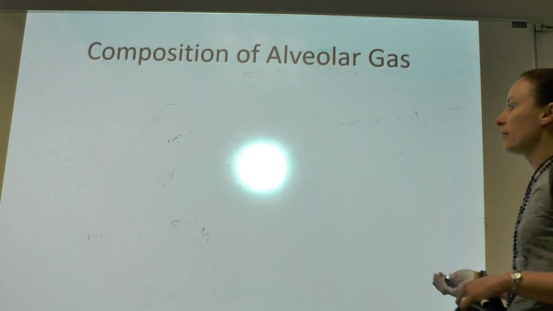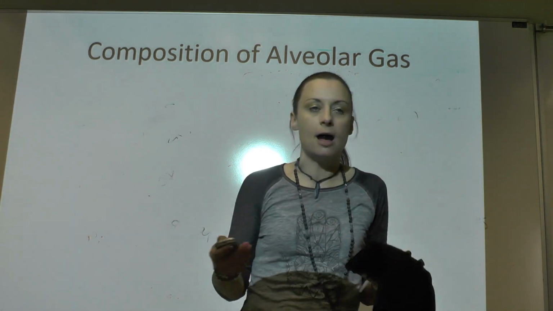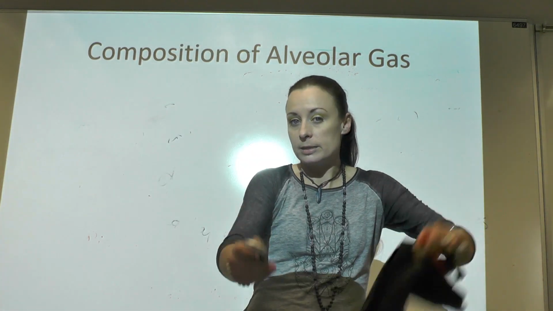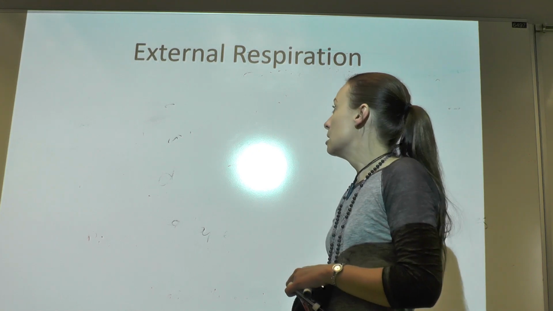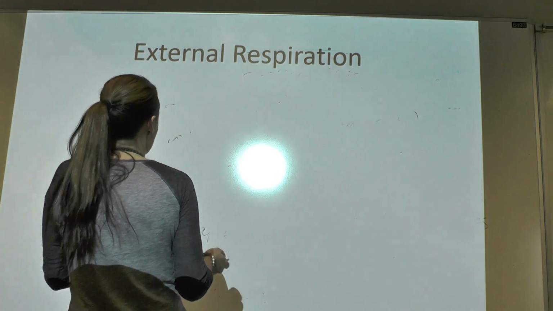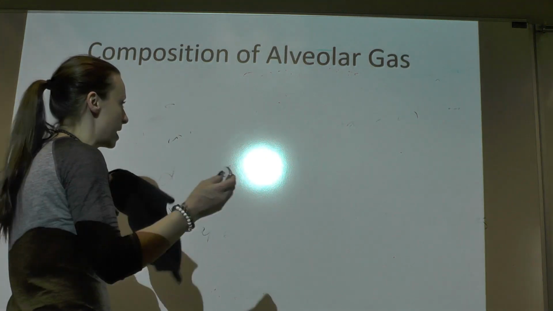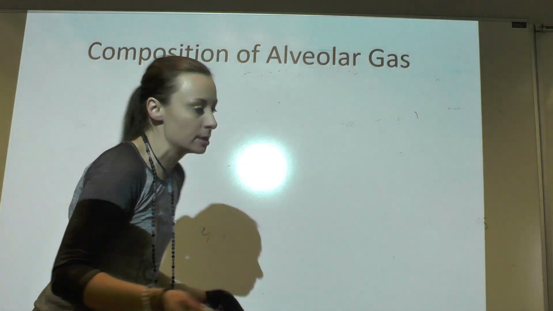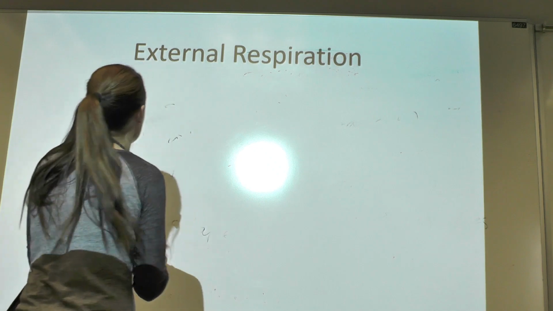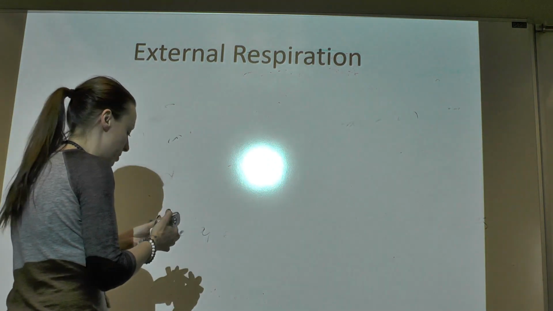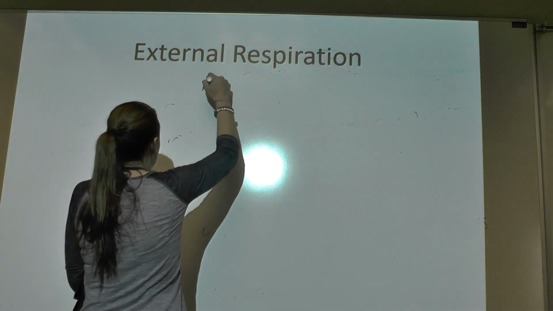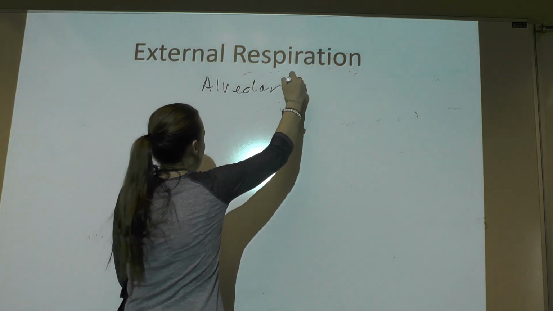Composition of alveolar gas. It has 100% of the stuff: nitrogen, oxygen, CO2, water. We're going to care about CO2 and oxygen, so just worry about that. Composition of alveolar gas is that it's got 100% of the air in it, and we're going to worry about the partial pressures of oxygen and CO2. Okay, so external respiration. This is alveolar gas exchange, gas exchange at the level of the lungs.